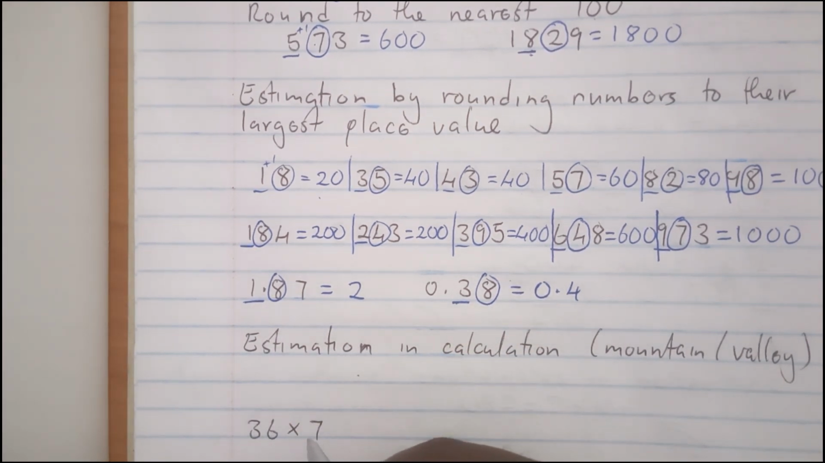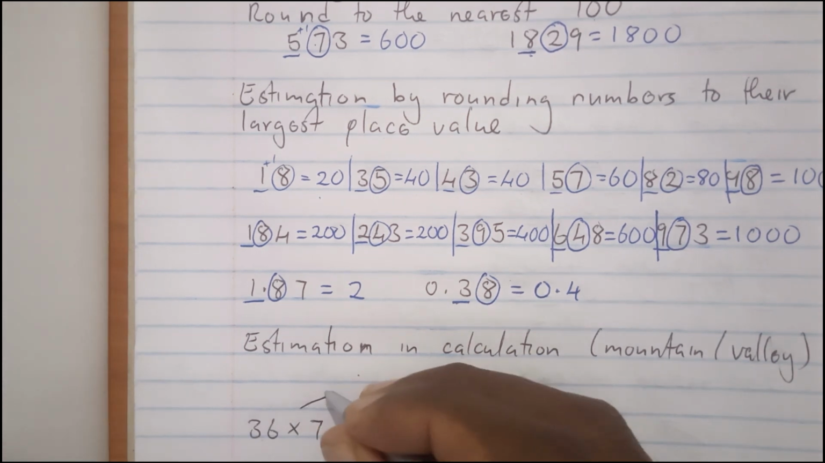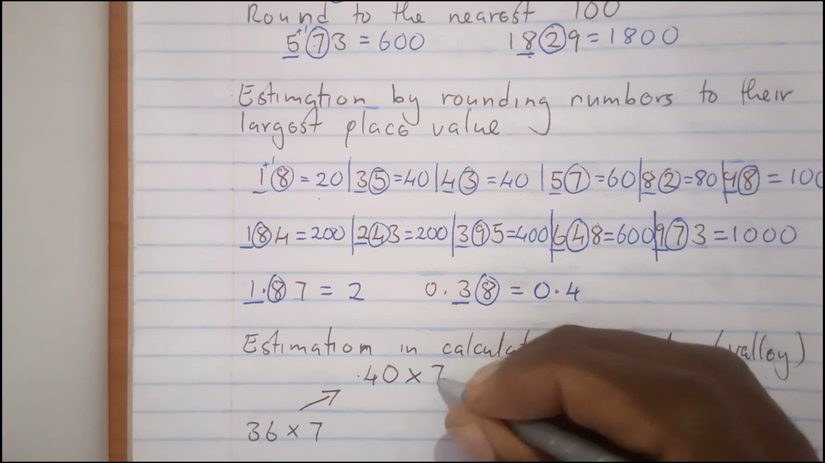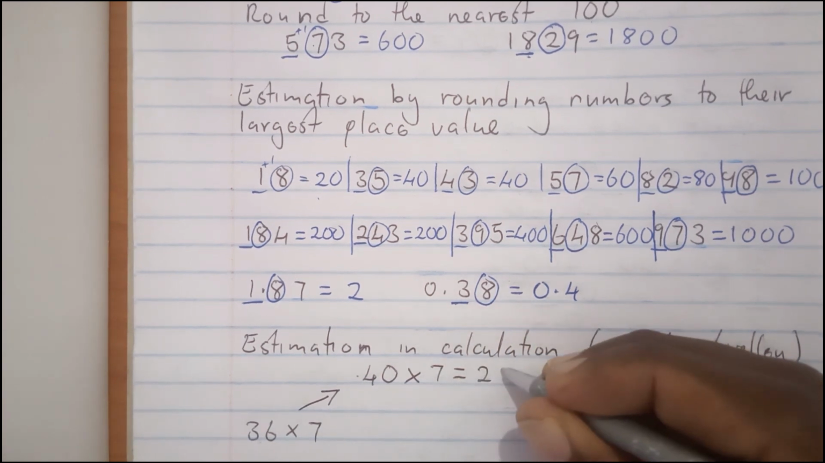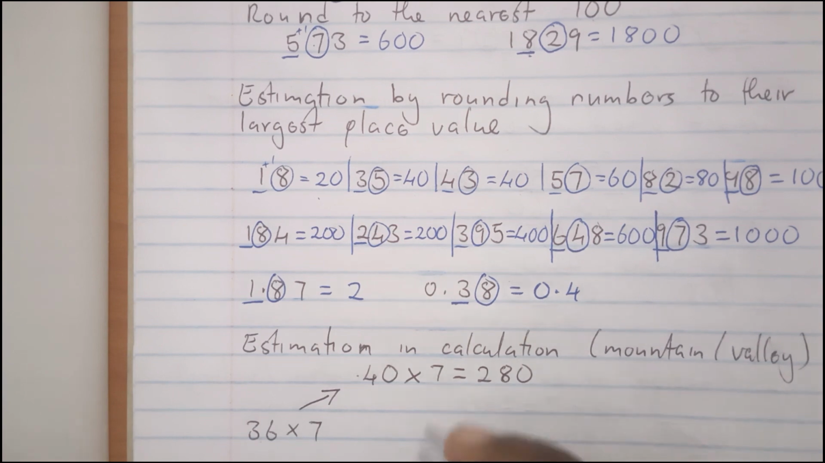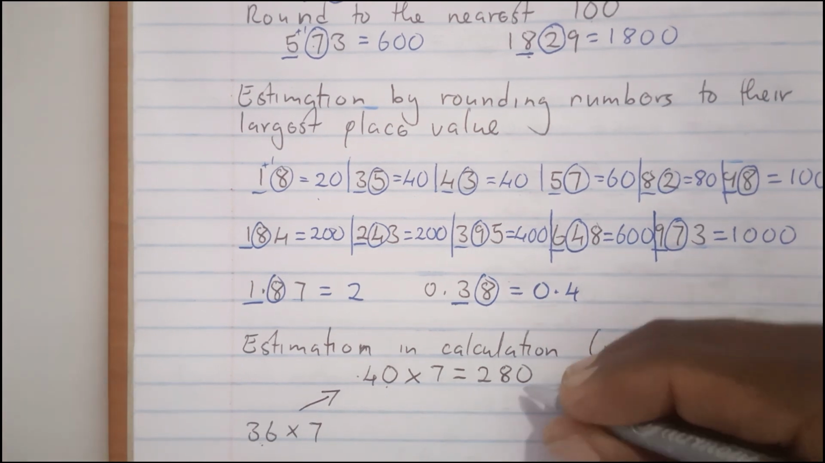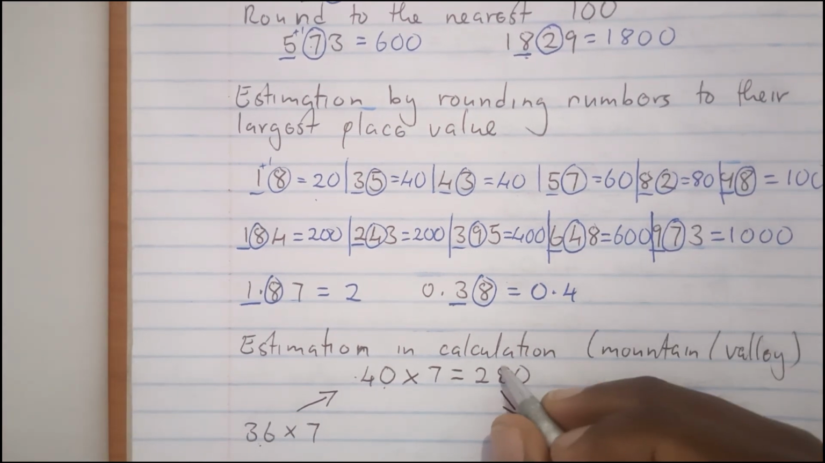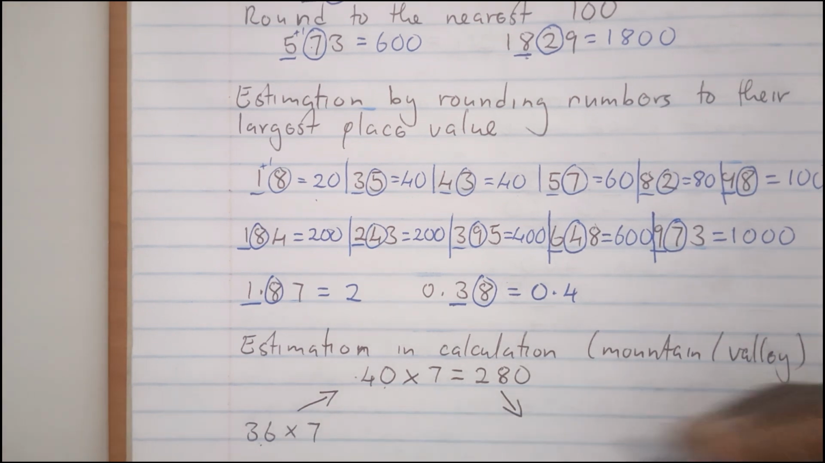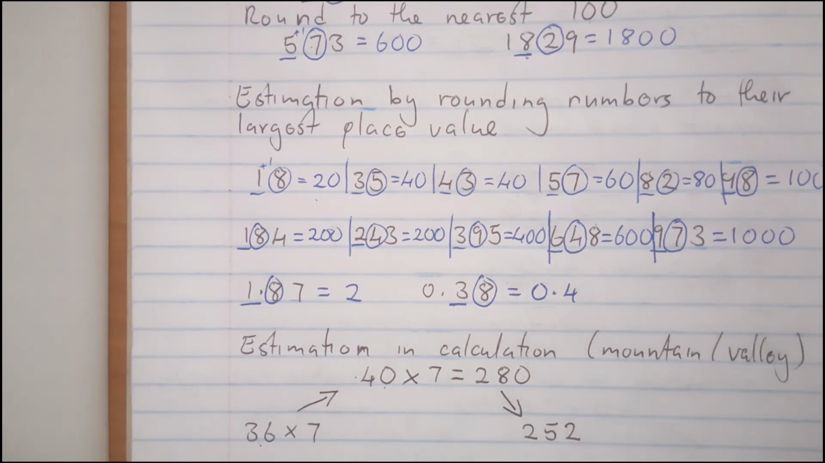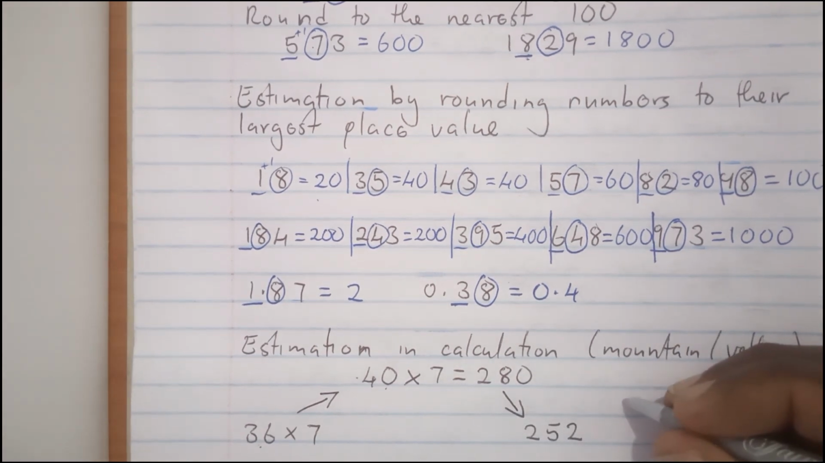36 times 7, I'm not sure about 36. 36 looks like a complicated number. However, if I round it up, it goes to 40. 40 times 7 is equal to 280. But 36 is smaller than 40, so that means the answer should be smaller than 280. Proper calculation gives the answer as 252.